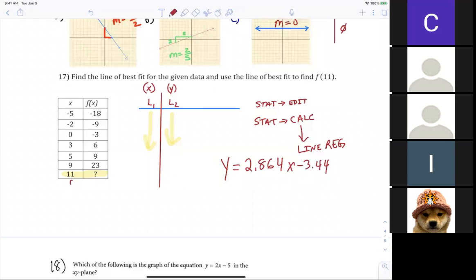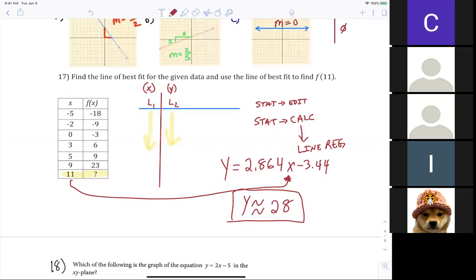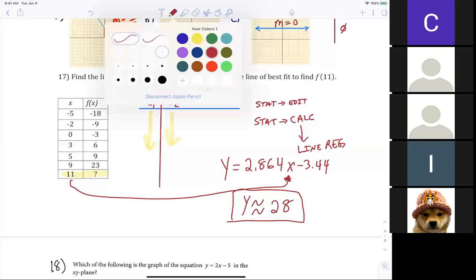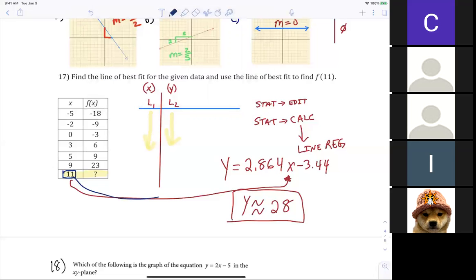Now I want to estimate what 11 is, so now you just put 11 right here. On your calculator, you just do 2.864 times 11 minus 3.44. And y was approximately, looks to me like 28. Of course, you can say 28.064, but again, that doesn't really matter. Anybody have any issues with that? So how did you find the y? I took this 11 and plugged it into this equation for x equals 11. Does that make sense? Yeah. All right, good.